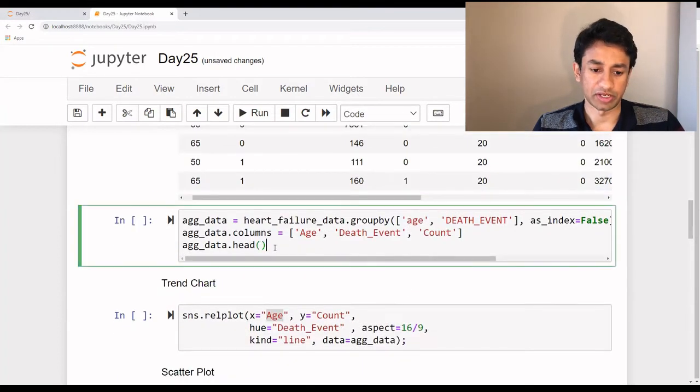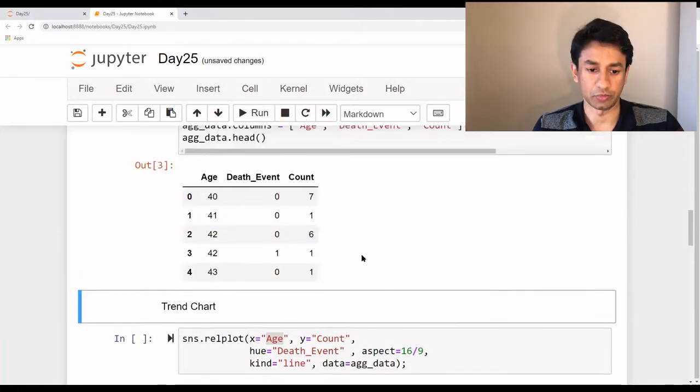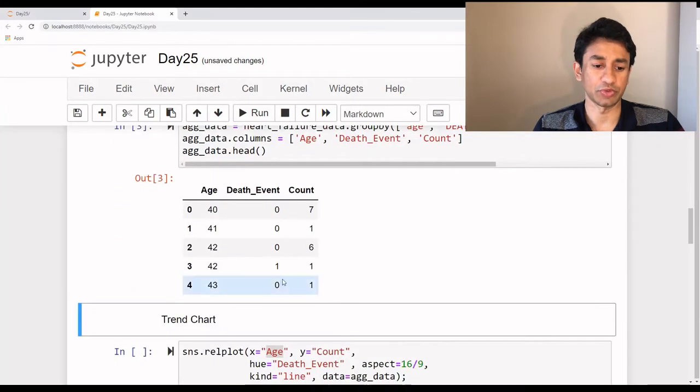For the line chart, I'm going to fetch the age, the death event, as well as the number of patients in those categories. Let me execute this and show you how the data looks. So this is how the data looks. We have age and the death event, where 0 means the patient survived and 1 means the patient did not survive, and the count of the number of patients in each of those categories.